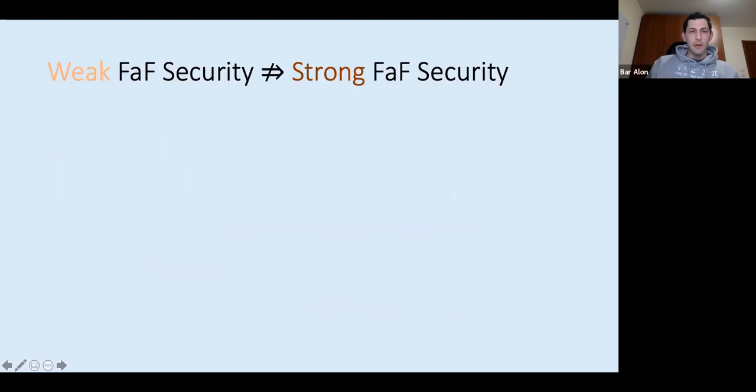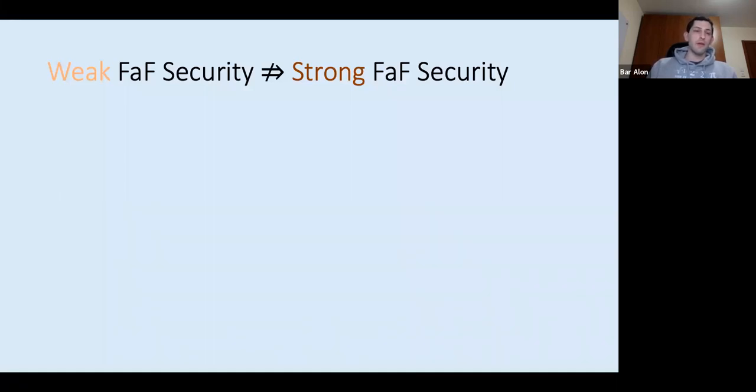So I defined two flavors of security, a weaker security and a stronger security, but it's a natural question to ask whether the weak security is actually weaker. So now I'm going to show you a simple example as to why weak security does not necessarily imply strong security. So weak security is actually weaker in general.